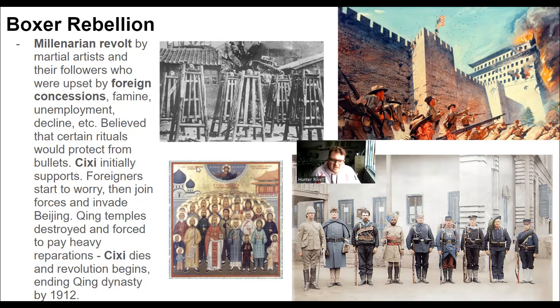And this is an icon, an Eastern Orthodox icon. There's Jesus. And this is the iconography of Chinese Christians who were killed by the Boxers, who were Eastern Orthodox. Remember, the religion of Russia primarily. And so a lot of Chinese Christians were killed. And so this icon venerates them, the martyrs who died in the Boxer Rebellion.